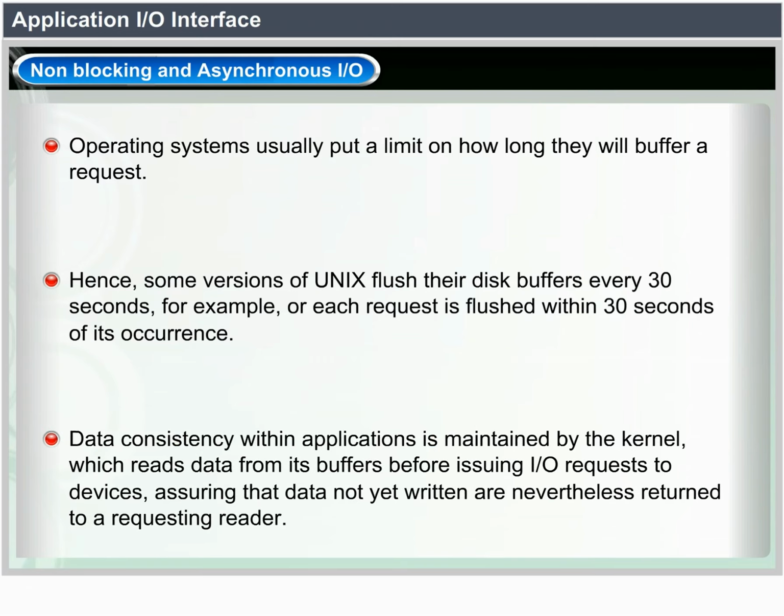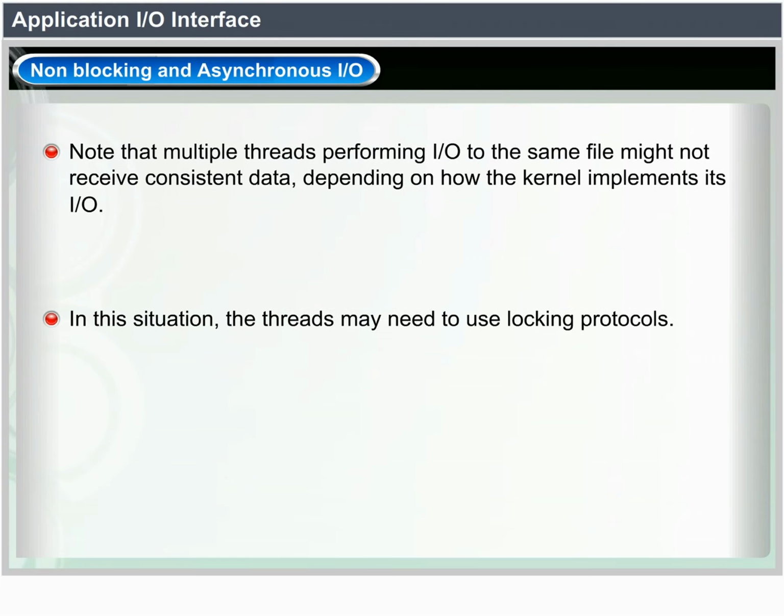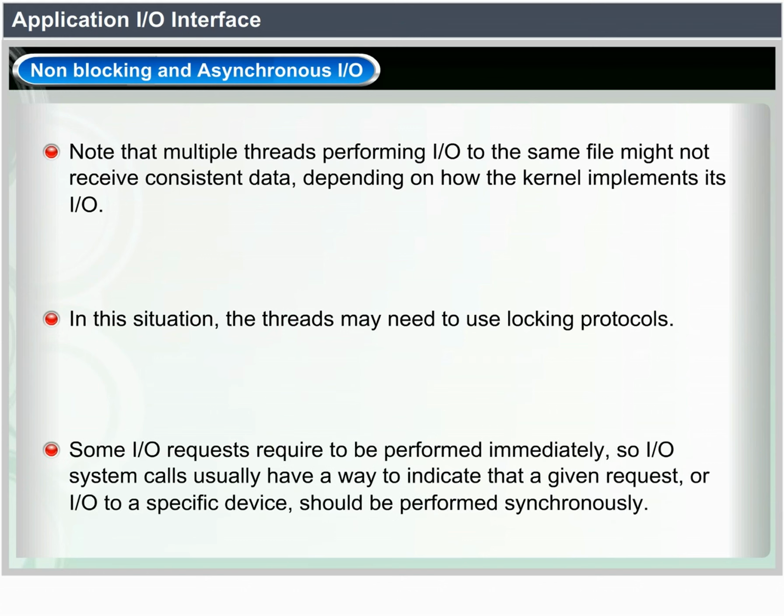Data consistency within applications is maintained by the kernel, which reads data from its buffers before issuing input-output requests to devices, assuring that data not yet written are nevertheless returned to a requesting reader. Note that multiple threads performing input-output to the same file might not receive consistent data depending on how the kernel implements its input-output. In this situation, the threads may need to use locking protocols. Some input-output requests need to be performed immediately, so input-output system calls usually have a way to indicate that a given request or input-output to a specific device should be performed synchronously.